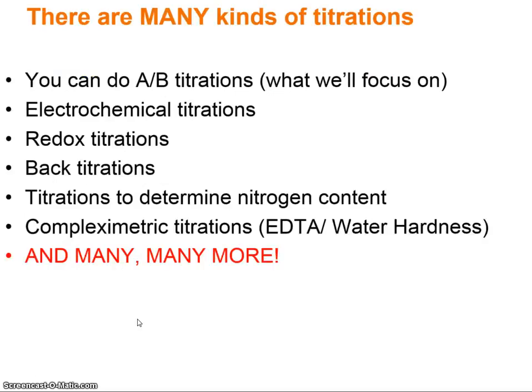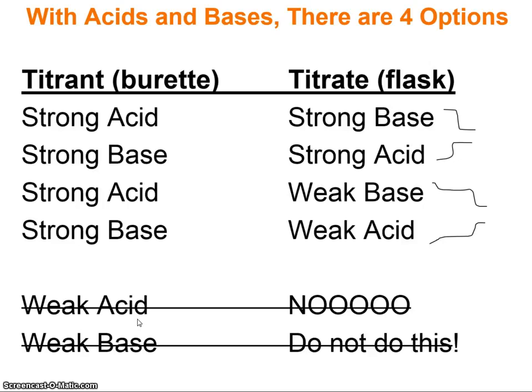You can do all kinds of different titrations out there. You can do acid-base titrations, and that's what we're going to focus on. You can do electrochemical titrations, redox titrations, back titrations, titrations to determine nitrogen content, complexometric titrations like EDTA for water hardness, and many, many more. Right, but let's look at the acid and base ones, and that will more than whet your appetite for doing titrations, I promise.